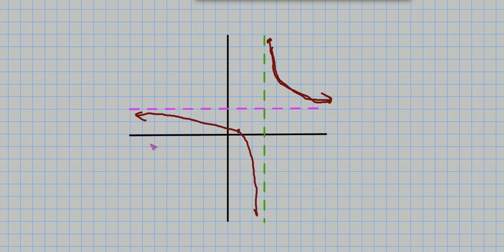So pictorially anyway, that's what our asymptotes are. And at least for this section, that's going to be our main focus: where are they, how do they affect the graph, and that's about as far as we're going to take it.